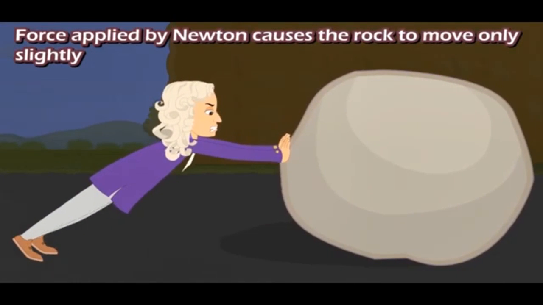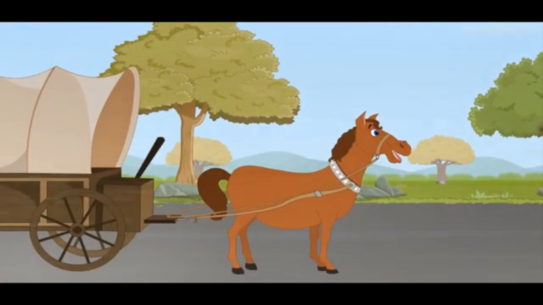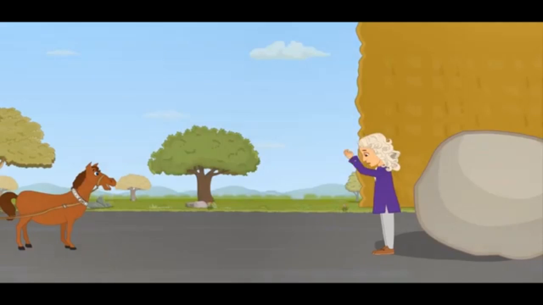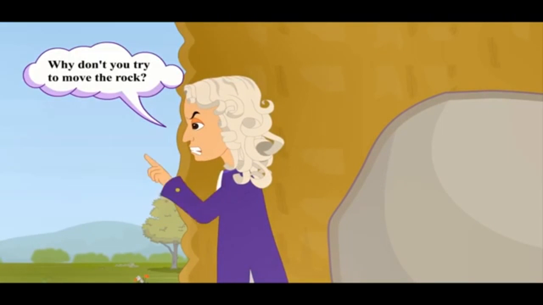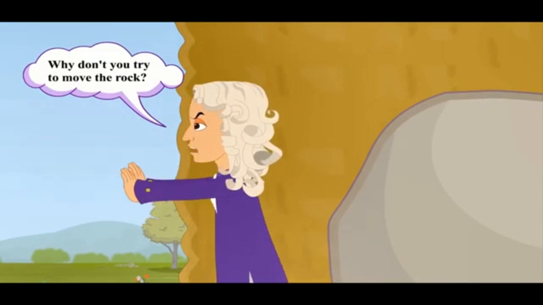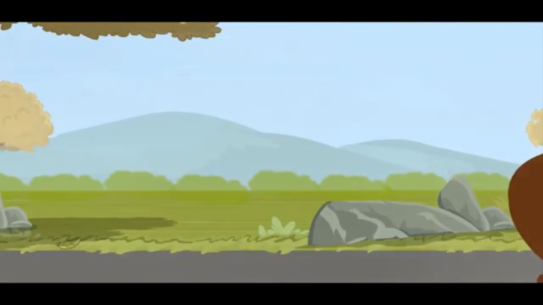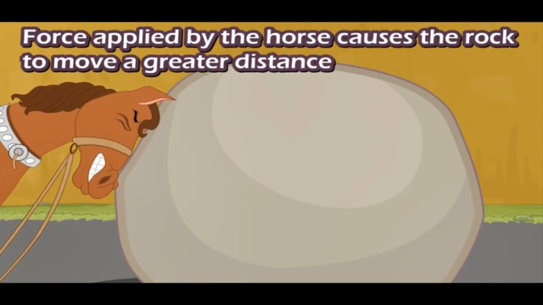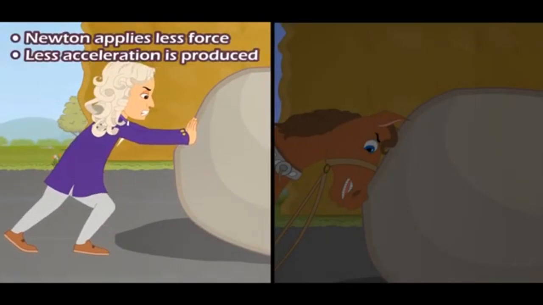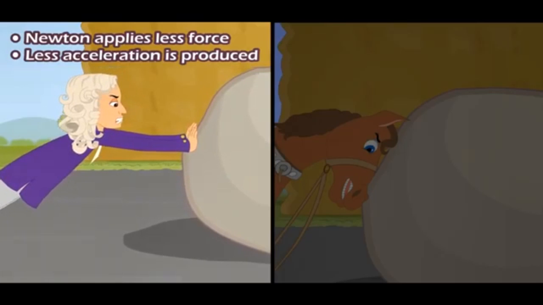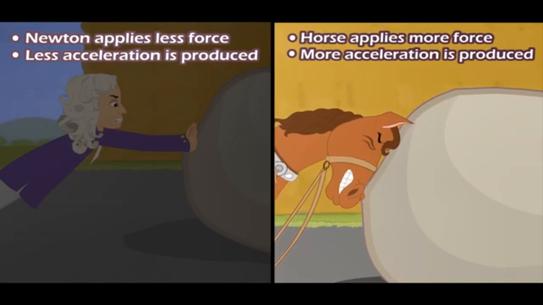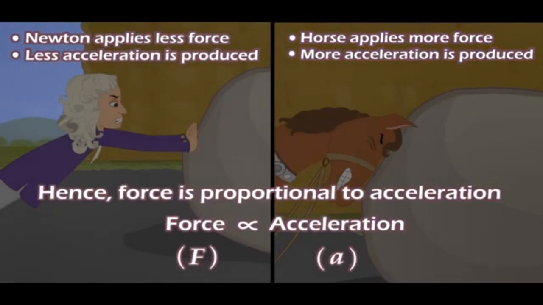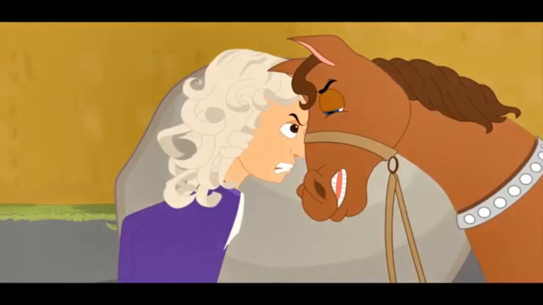Force applied by Newton causes the rope to move only slightly. Why don't you try to move the rock? Force applied by the horse causes the rock to move a greater distance. Newton applies less force, less acceleration is produced. Horse applies more force, more acceleration is produced. Hence, force is proportional to acceleration.